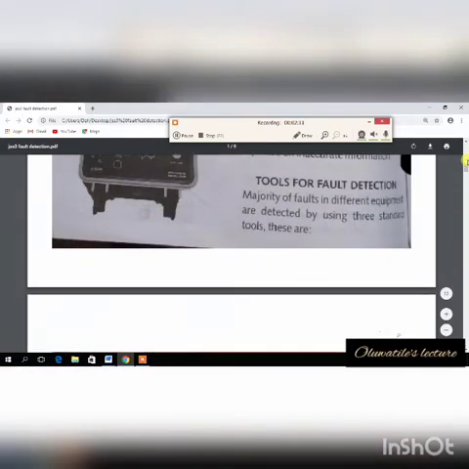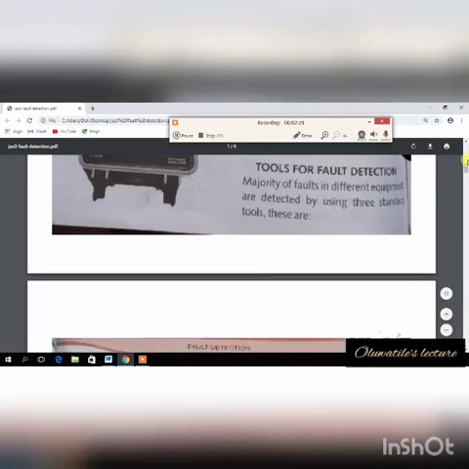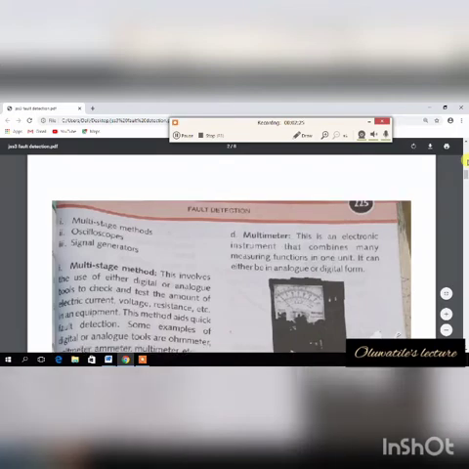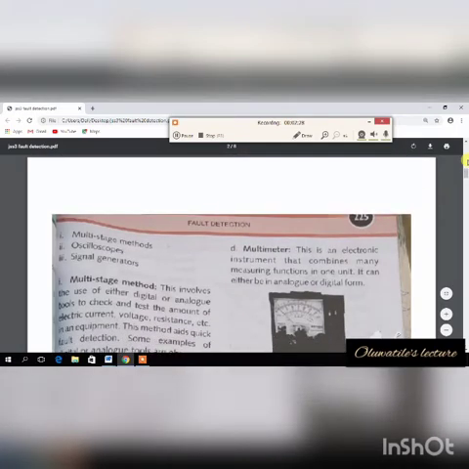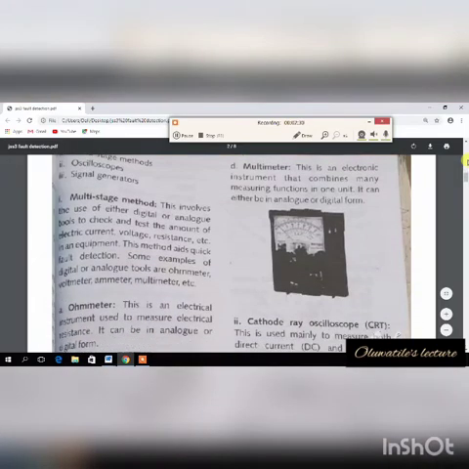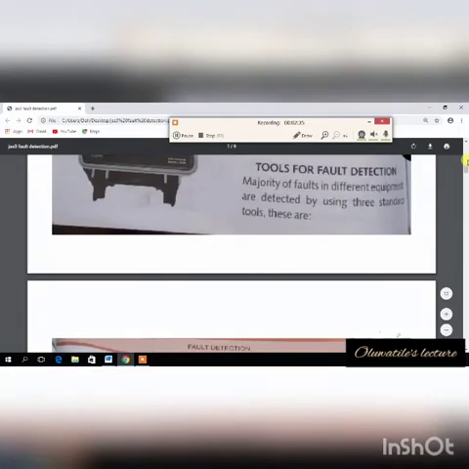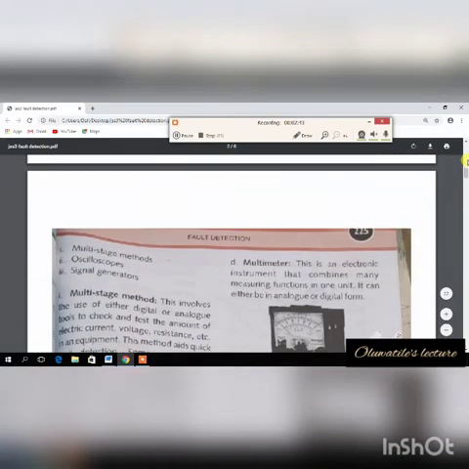So we'll be looking at the tools for fault detection. The majority of faults in different equipment are detected by using three standard tools, and these are: number one, the multi-stage methods; number two, the oscilloscope; and number three, the signal generator. We'll be taking these three standard tools, which are tools for fault detection.